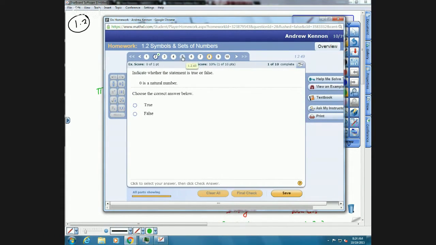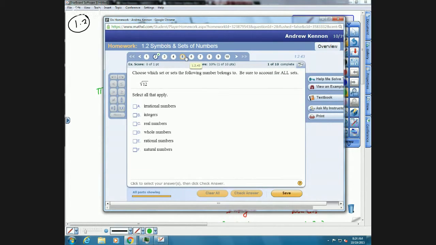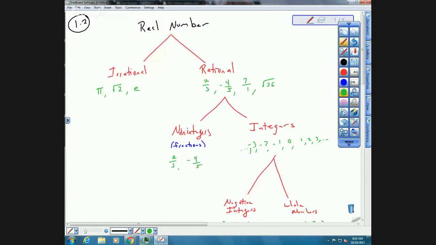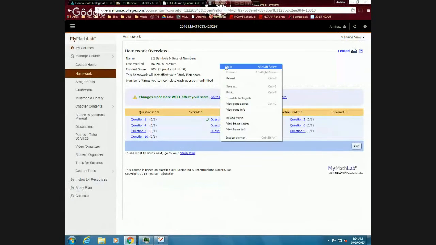It has a true false one. All right, so I don't think you'll have too much problem with that. You can probably fly through that pretty quick.